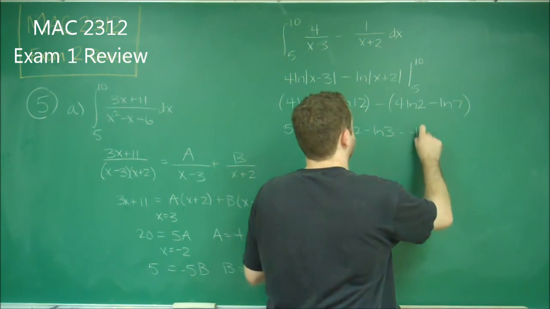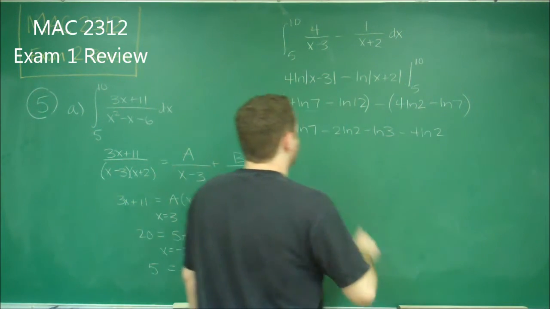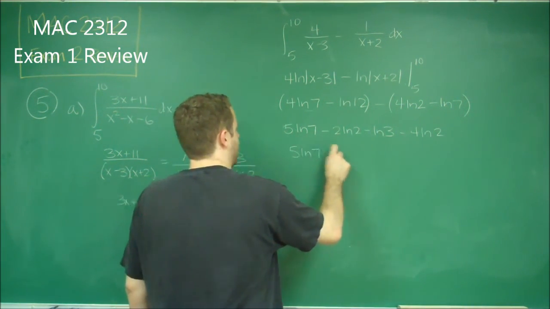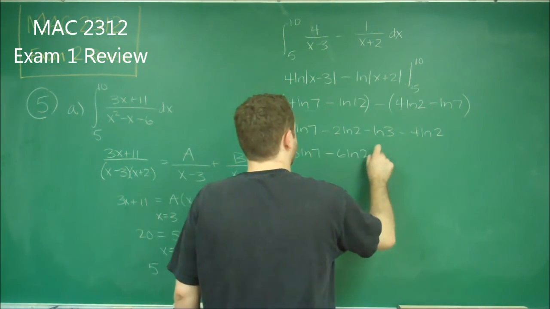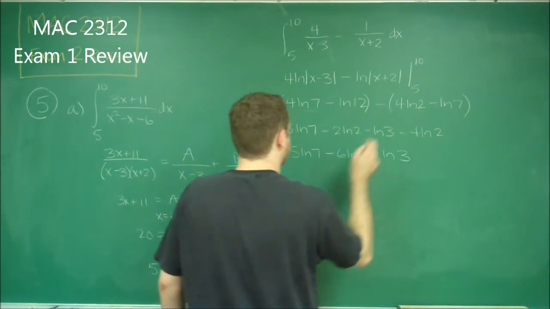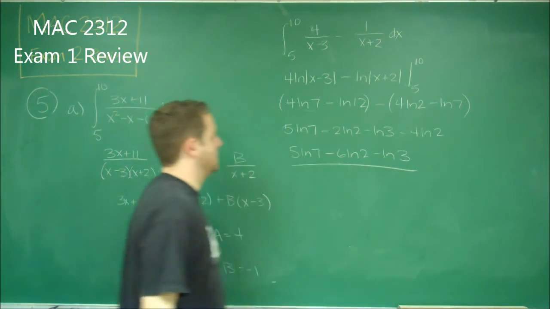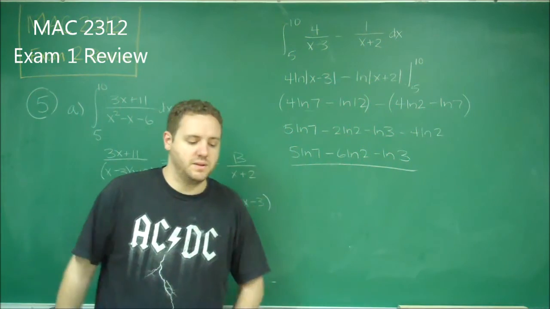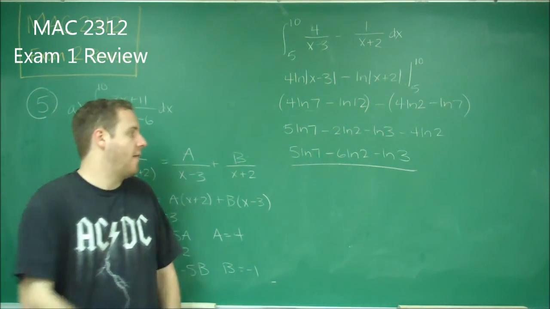Minus 4 ln 2. Minus 2 ln 2 minus 4 ln 2 will give us minus 6 ln 2 minus ln 3. So that would be as broken down as we can get it. 7, 2, and 3 are all prime, so we can't break those ln down any further, and that would be our answer.